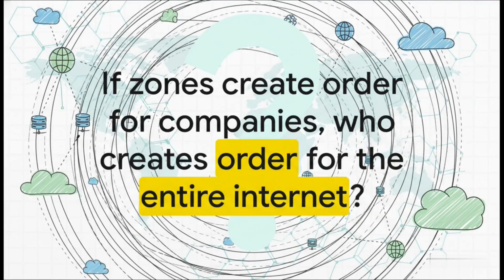Which kind of leaves us with one last, much bigger question. We've seen exactly how zones can bring order and sanity to a company's sprawling network. But if you zoom all the way out, who's using this exact same principle to create order for the entire internet? Something to think about.